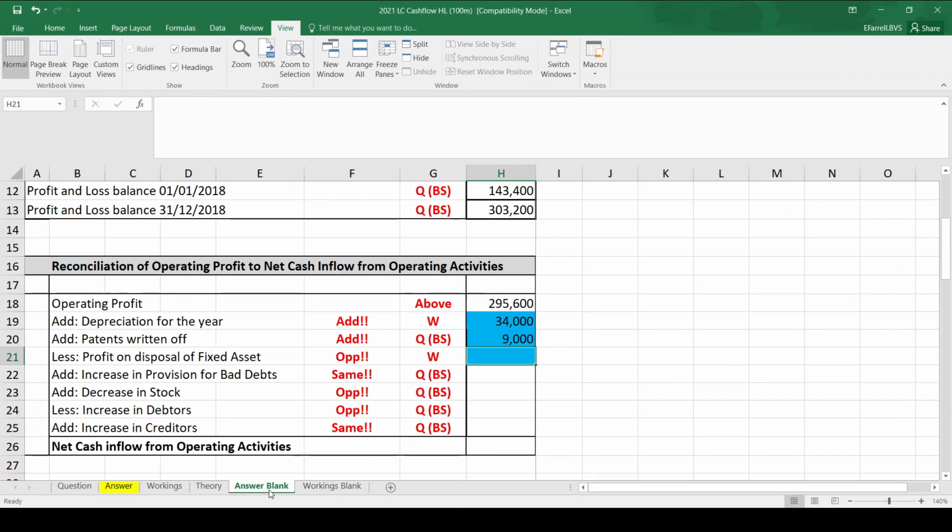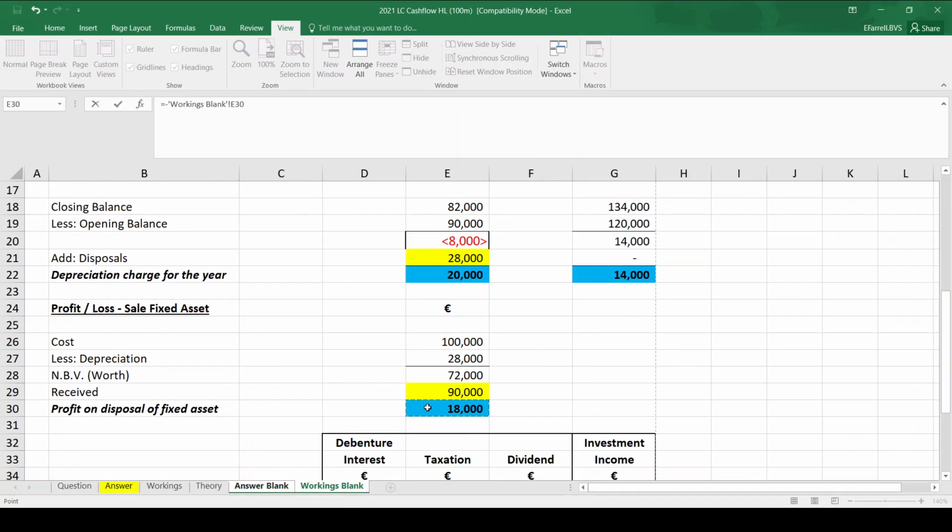Okay, and with this, it's going to be the opposite of what you think. So the quick way to remember this is the opposite of what you think. So if it's a profit, it's going to be a minus figure. If it's a loss, it's going to be a positive figure. So this is a profit, so it's going to be a minus. And again, I'm just going to take it from my workings, 18,000.